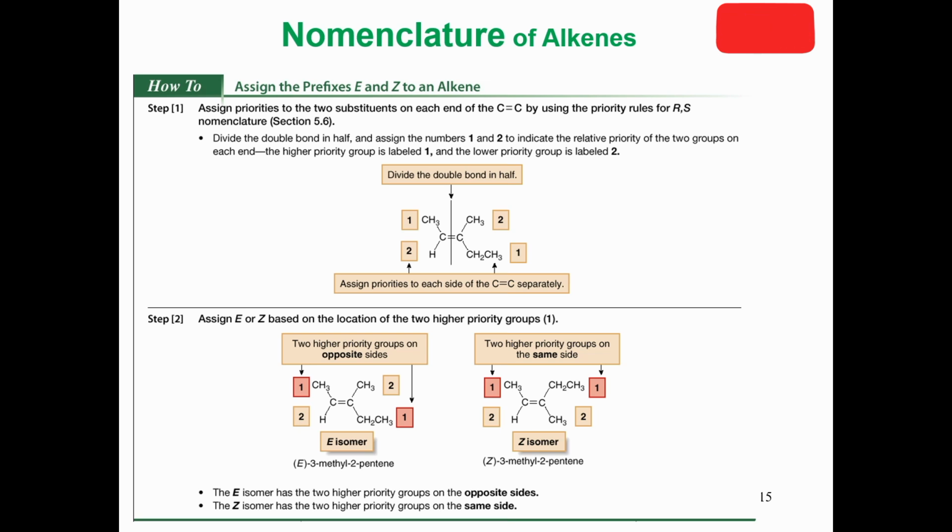In the next structure, these priority substituents are rearranged on the same side of this compound, meaning they are in cis configuration. So when I want to name, it's still the same compound. The difference is I'm going to put Z to indicate that the compounds are in cis configuration.